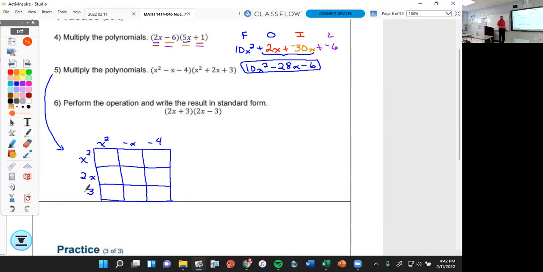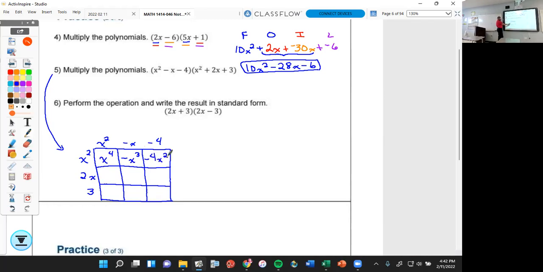I'm now going to fill in my multiplication table. X squared times x squared is x to the 4th. X squared times a negative x, a positive times a negative is a negative, x squared times x is x cubed. X squared times -4 would give me -4x squared.